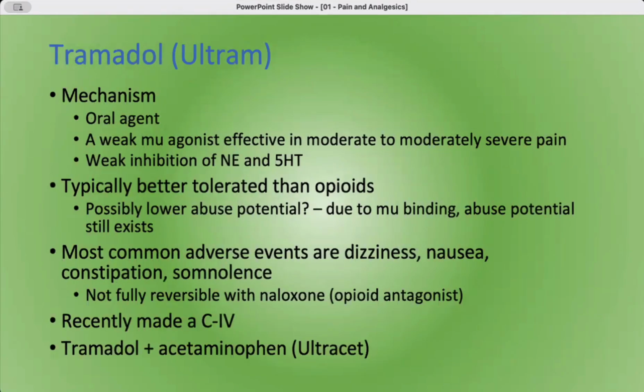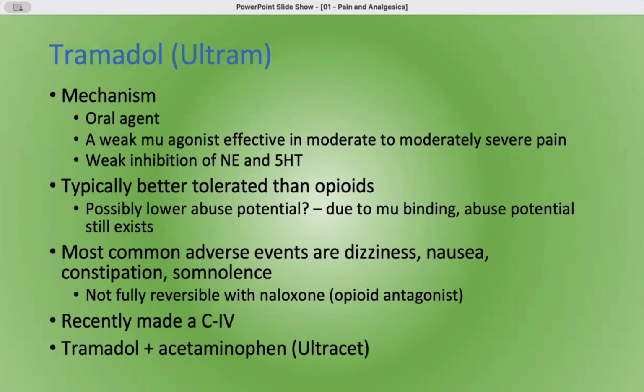Tramadol. Again, if you look back to that slide with the various chemical classes, you see tramadol is kind of most dissimilar from the phenanthrene opioids. It's a weak mu agonist, but also takes advantage of serotonin, norepinephrine reuptake inhibition to provide additional analgesic effects.